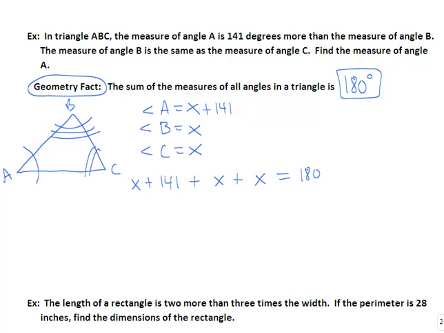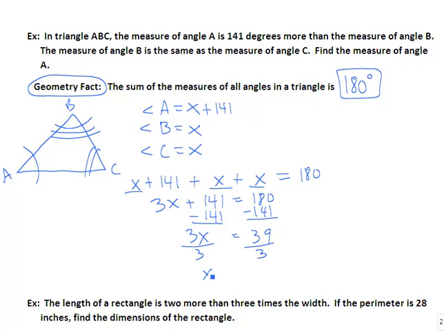Now we just have to solve it. We have some like terms on the left side. x plus x plus x is 3x. And now I want to isolate the x, so I'm going to subtract 141 over to the right side. 180 minus 141 is 39. So I have 39 equals 3x. To finish solving for x, we want to get rid of that 3 in front, so I'm going to divide both sides by 3, and we get x equals 13.